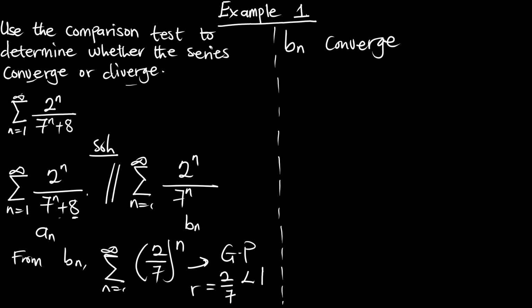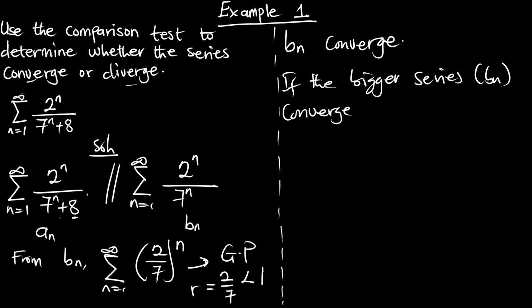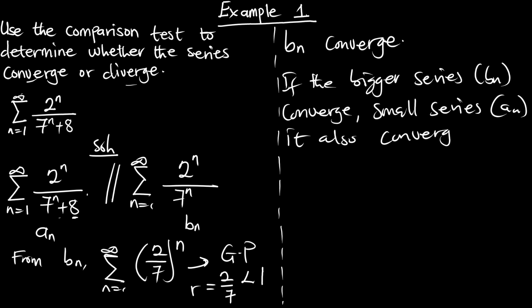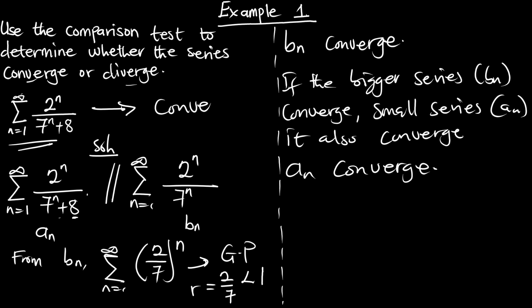Are we okay? So by the rules of comparison test, if the bigger series, which is bn, converges, then automatically the smaller series here, an, also converges. Therefore, this whole series, which is the smaller one, an, is going to converge. Are we okay? So after testing, this series is going to converge. Very simple. Now let's look at example 2.